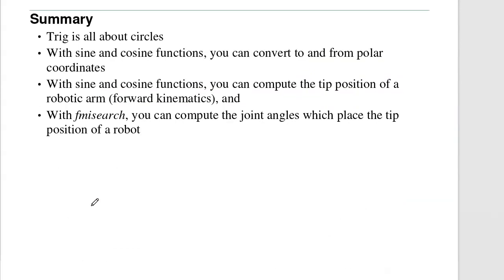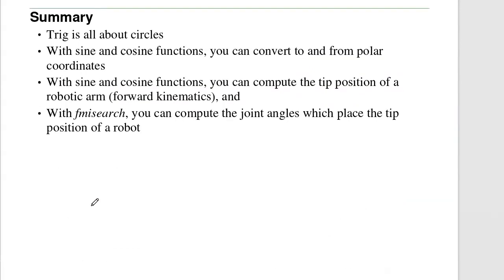So in summary, trigonometry is all about circles. With sine and cosine functions, you can convert from polar coordinates to rectangular coordinates and vice versa. With sine and cosine functions, you can compute the tip position of a robotic arm. That's called forward kinematics. And with fmin search, I can compute the joint angles that place the tip at a given position. That's called inverse kinematics. And with that, you should be able to solve the homework for week 3.